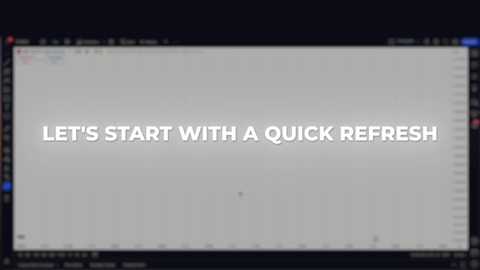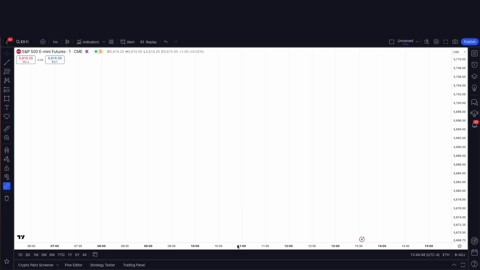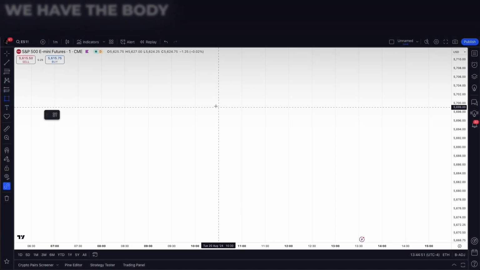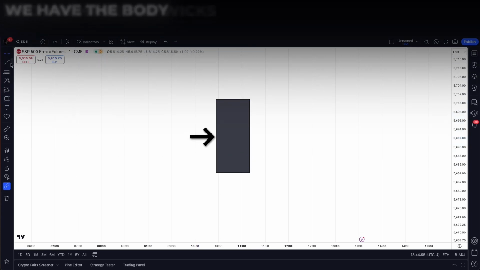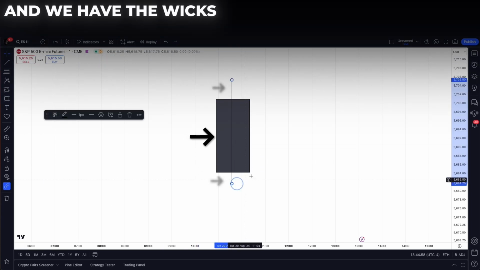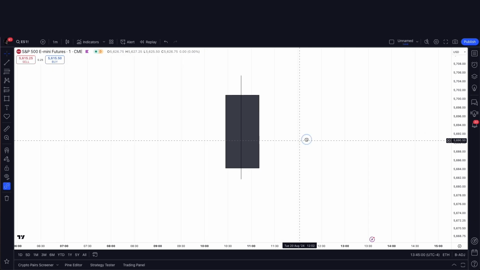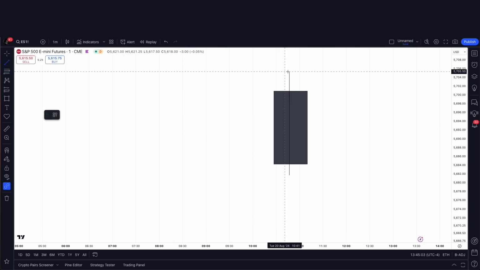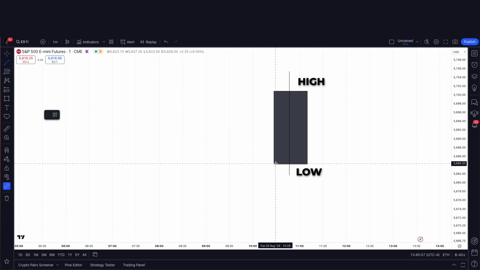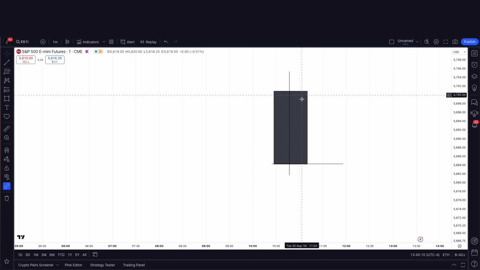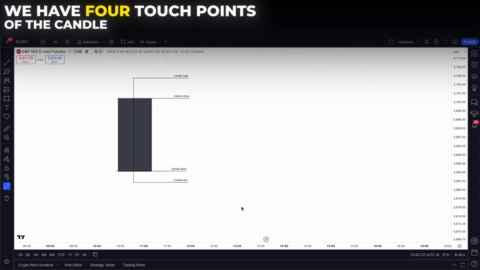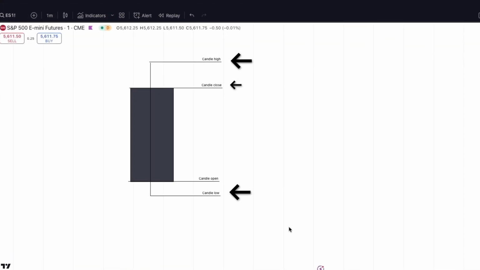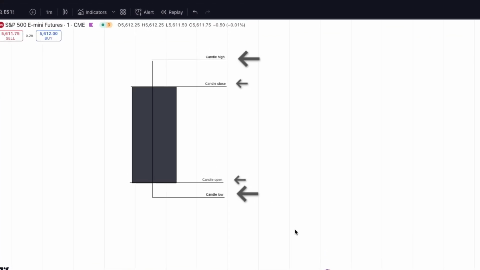For those who don't know what a candle is, it's a time-based showcase of where price has been in the market. We have the body, which is the thick part you see of the candle, and we have the wicks, which showcase the high and the low of price within the time frame of the candle. So if this was an hourly candle, this would have been the high, this would have been the low. If price opened bullish and it closed bullish, this would have been the open and this would have been the close. So we have 4 touch points of the candle: the high, the low, the open and the close. And this is the fundamentals for the candlestick patterns.